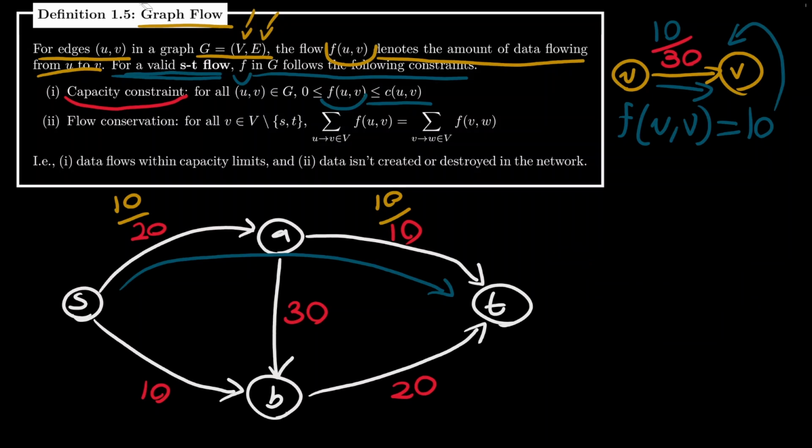So in essence, that's what the capacity is talking about, that the capacity is respected, that there can't be negative capacity or flow, and there can't be flow going over the capacity. So that is the constraint.